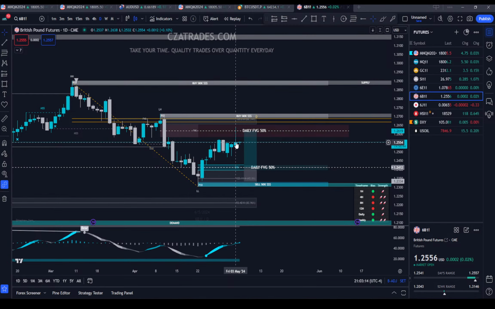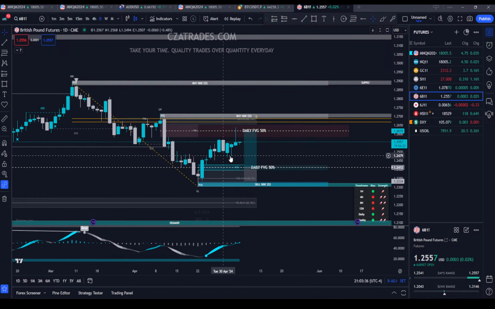So daily, what happened with the daily? Daily actually tapped into it. That was on Friday. Friday wicked into it. If you were on the live previously to that, we identified that area. And price action went into it, tapped into it, and there it is. Now it's playing out. So what's the likely course of action?